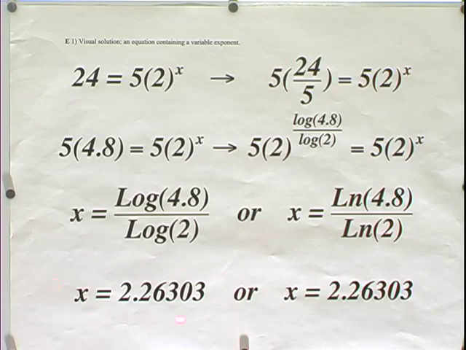Let's check to see if this is reasonable for x. If x is 2, this will be 2 squared or 4. 5 times 4 is 20. That's not enough. If this x is 3, 2 raised to the third power is 8, and 5 times 8 is 40. That's too much. However, 24 is closer to 20 than it is to 40. So this exponent is going to be closer to 2 than it is to 3, and that's what we got, 2.263.